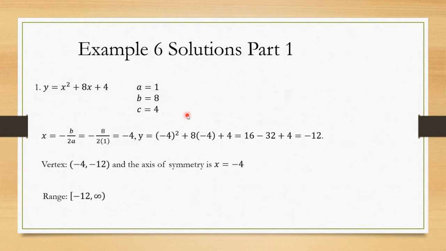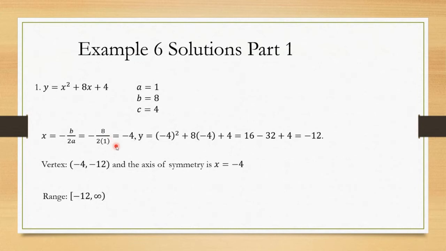So for this one, again, we have a is 1, b is 8, and c is 4. In this case, what's the vertex? Well, again, it's negative b over 2a. I know it's over here, usually I had it over here, but same idea. So we get negative 8 over 2 times 1. That's negative 4. Okay, so that's good. And what do we do next?